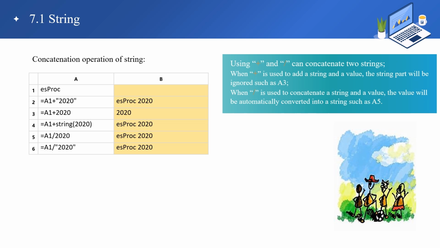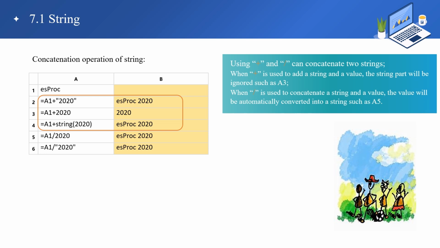String is also a data type and can be operated. Its most common operation is concatenation, that is, concatenating two strings to form a longer string. Using the plus sign can concatenate two strings such as A2. However, it should be noted that the string part in A3 will be ignored when adding a string and a value. This is a special stipulation of SPL. Most other programming languages do not stipulate like this.